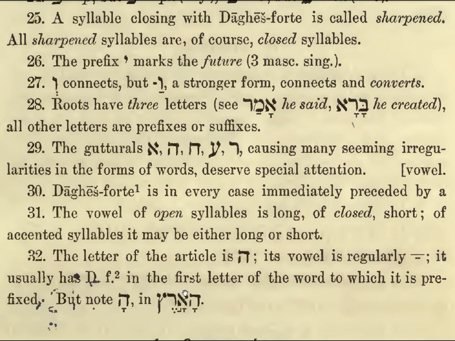The letter of the article, that is the word the in English, is this letter here, he, and its vowel is regularly a. And it usually, but not always, has a dagesh forte. That's the dagesh that causes the first letter of the word to which it is prefixed to be doubled in pronunciation. In other words, the following letter is doubled. But note, ha in ha-aretz, and no doubling here because this is a guttural, and instead of having a heavy syllable by including this consonant, the syllable is made heavy by lengthening the vowel. Ha-aretz.